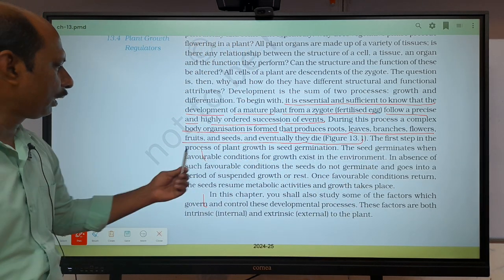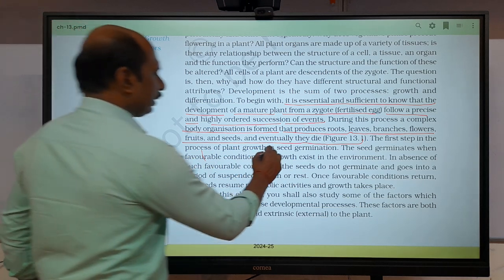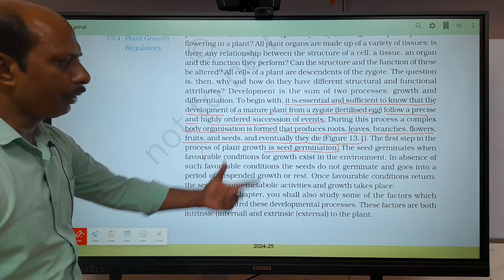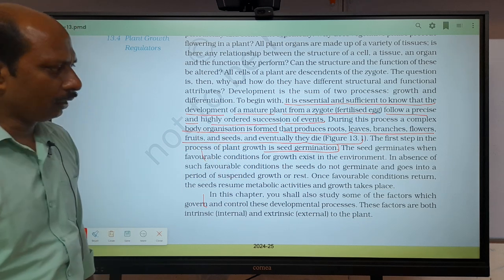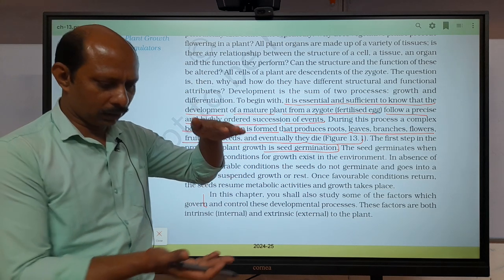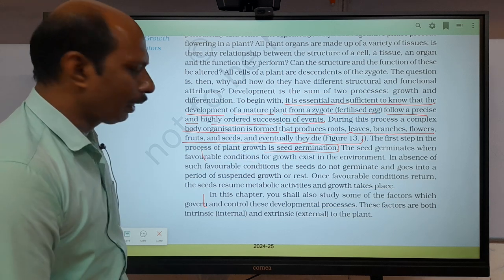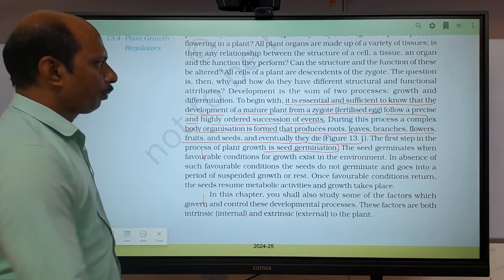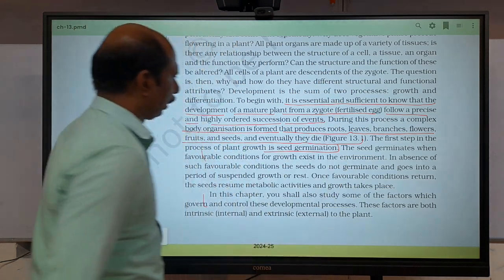The first step in the process of plant growth is seed germination. First step is seed germination. Now the seed germinates, it converts into seedlings, and the seedling forms a young plant which is called plantlet, and after development this plantlet forms the mature plant, which is given earlier, right?